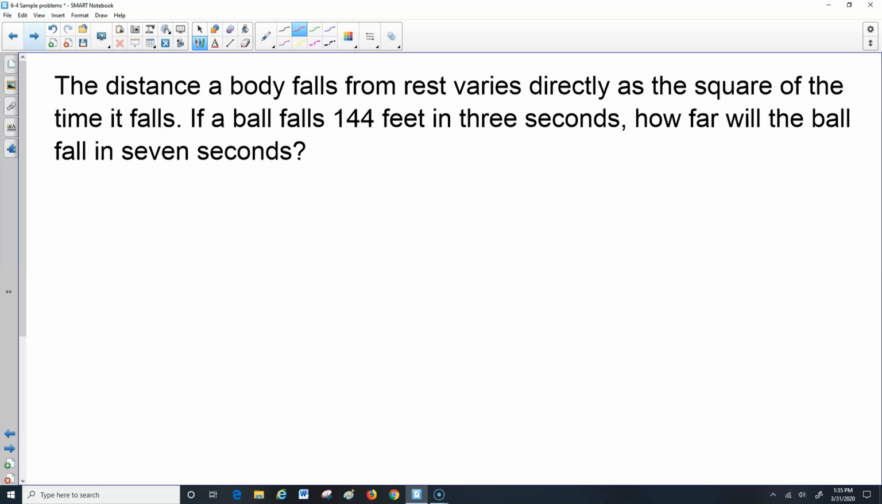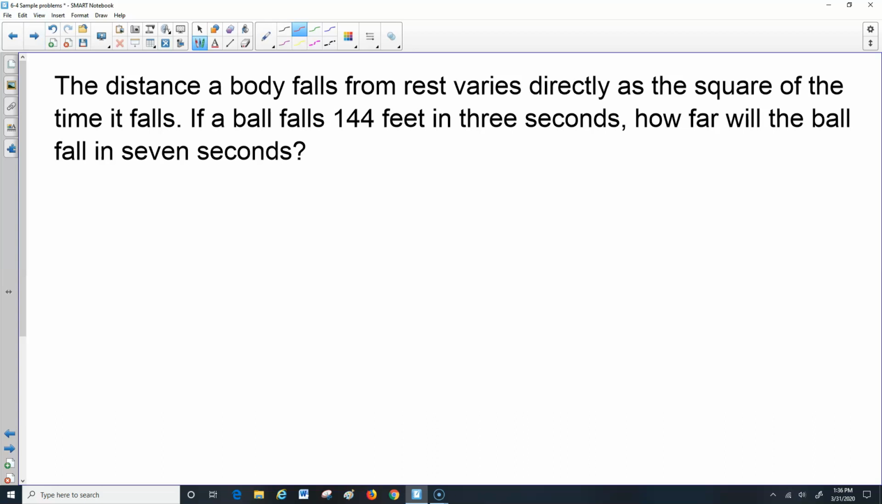Now this one is also a direct variation problem, but it's got a little bit of a twist to it. It says the distance a body falls from rest varies directly as the square of the time it falls. If a ball falls 144 feet in 3 seconds, how far will the ball fall in 7 seconds? So we're going to try the same two methods, but we have to be careful because it doesn't say it varies directly as the time, it says the square of the time. So we'll have to take that into account.